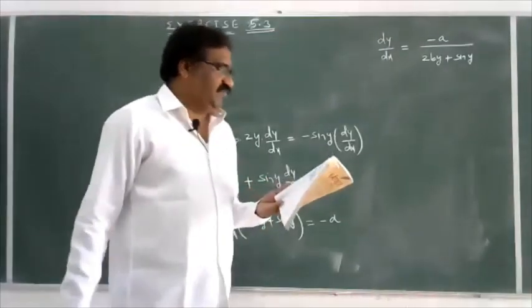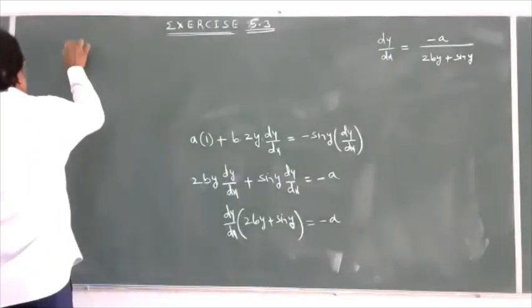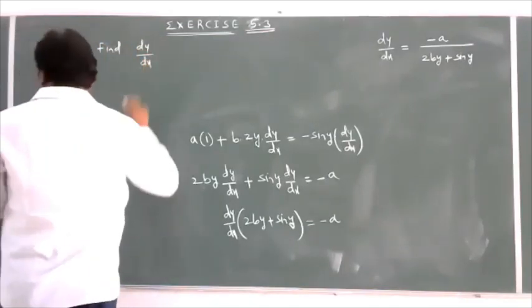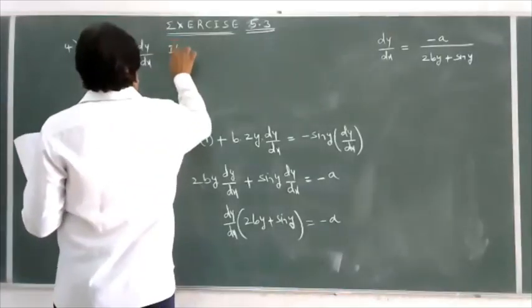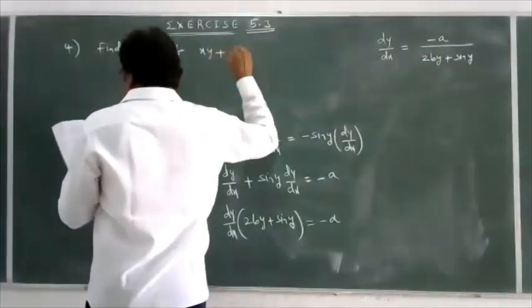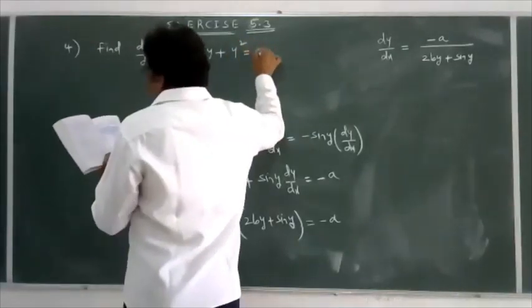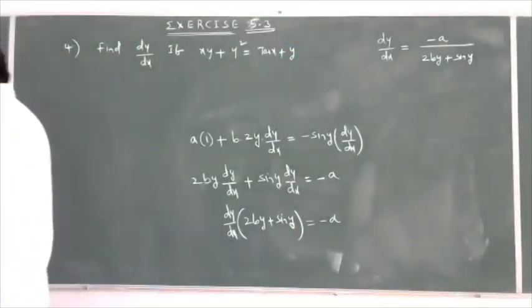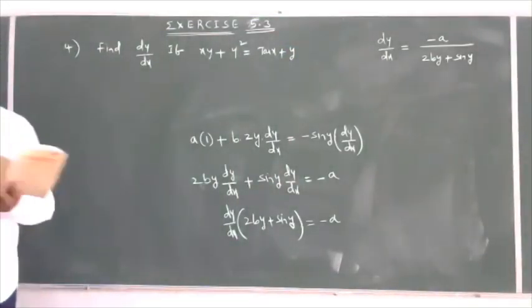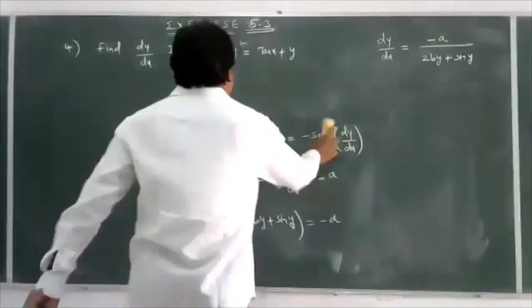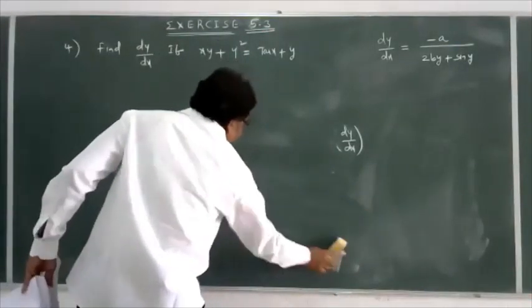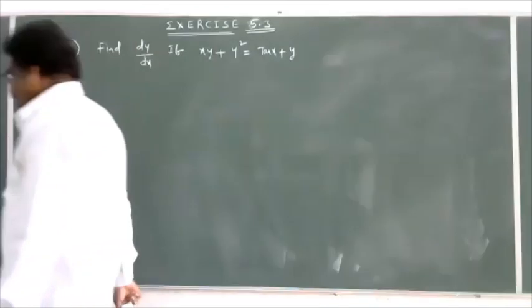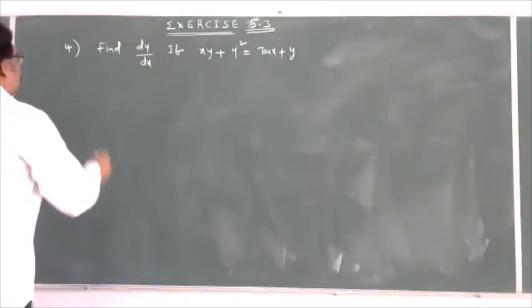Next, fourth problem. Find dy by dx if xy plus y square is equal to tan x plus y. Yes, solve this. Solution.